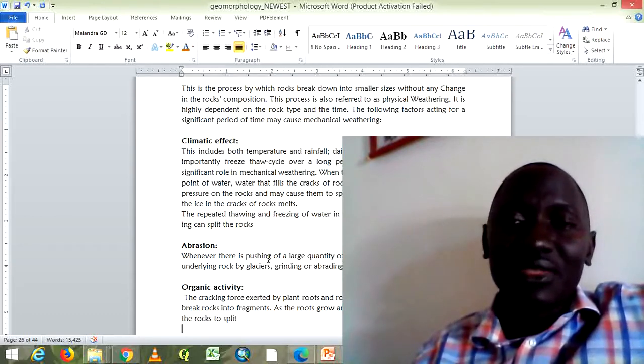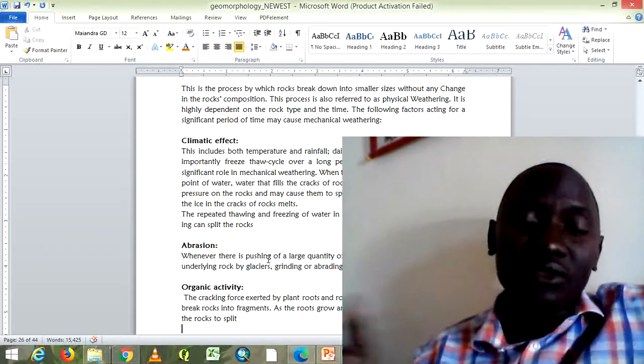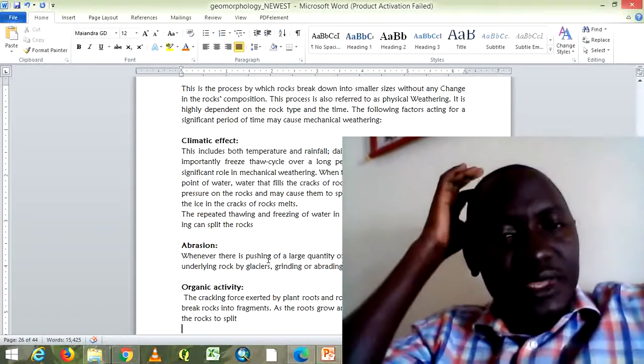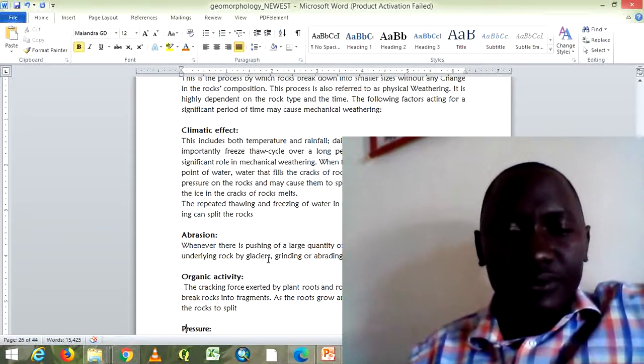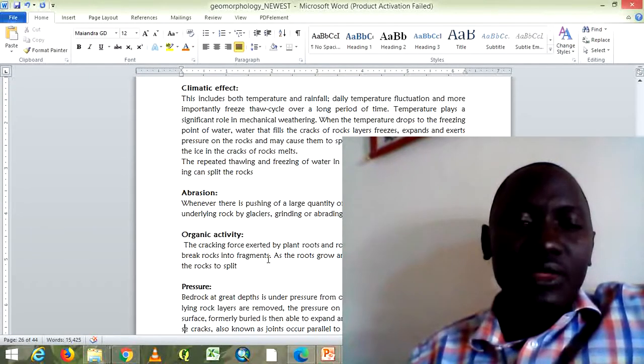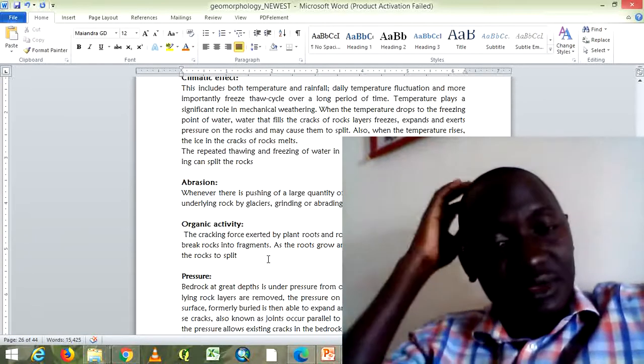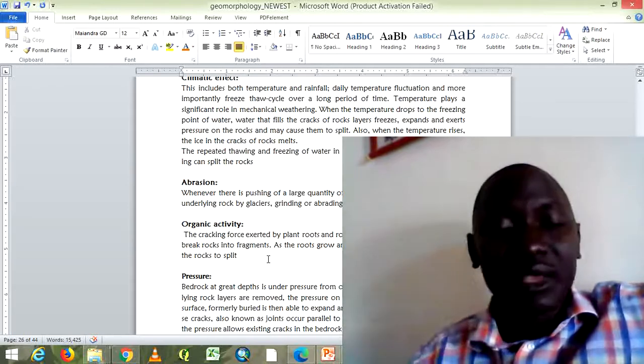So here there is nothing that changes. If it's basalt, it breaks down into smaller particles of basalt. And then of course, under mechanical weathering, we have these processes which take place. We have pressure release, which is a process under mechanical weathering.